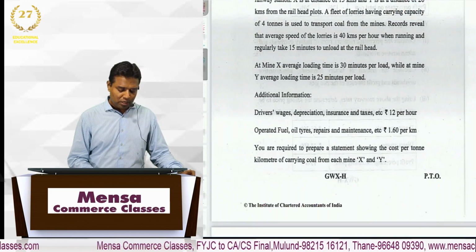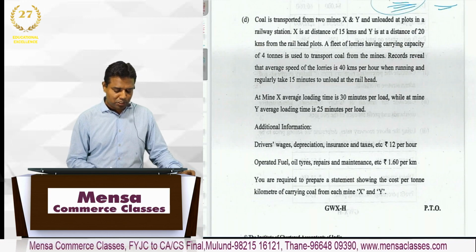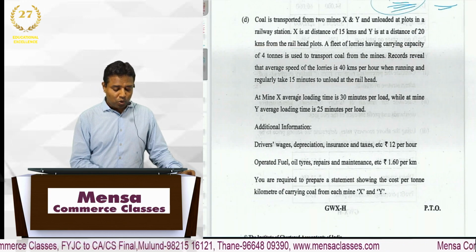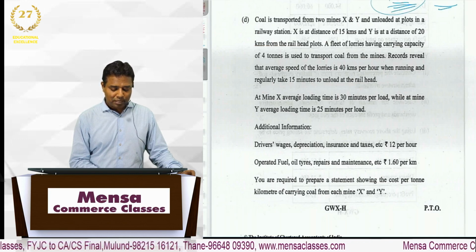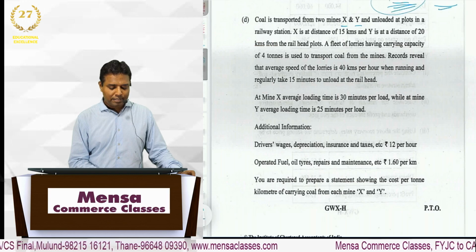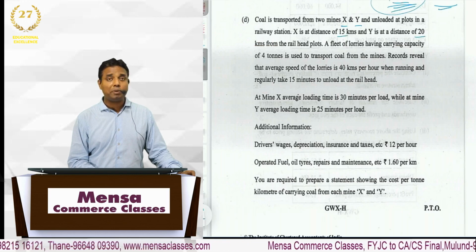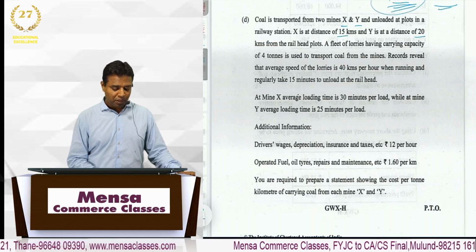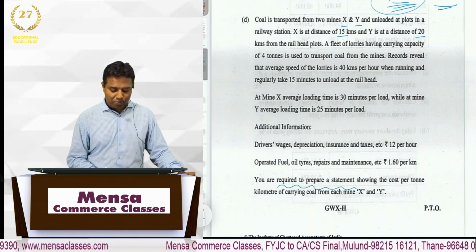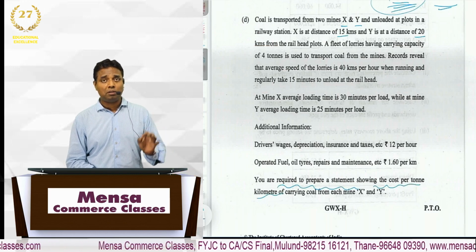That is your sub question number D, the last part of question number 1. What is asked here? Coal is transported from two mines X and Y, unloaded at plots in the railway station. X is at a distance of 15 kilometers, Y at a distance of 20 kilometers from the railway head plots. What are you supposed to do? You are required to prepare a statement showing the cost per ton per kilometer.